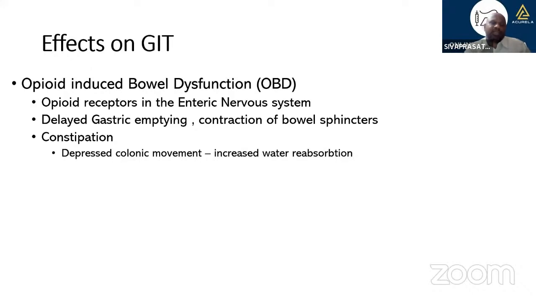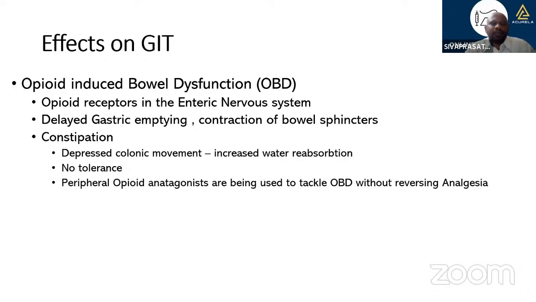On the other side, the good side, they have been used as antidiarrheals. But in patients who have cancer or are on chronic opioid therapy, it is a distressing problem, and there's no tolerance. Even if you give them for 2 years, the constipation will remain. So now we are developing peripheral opioid antagonists for tackling this opioid bowel dysfunction without reversing analgesia.